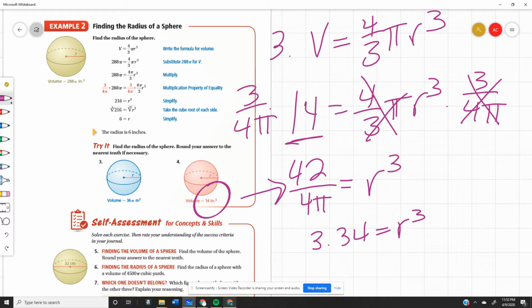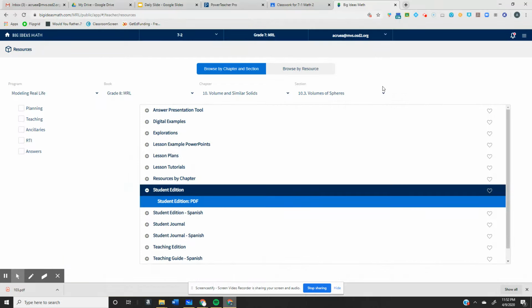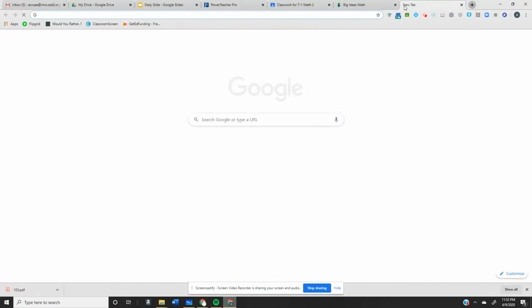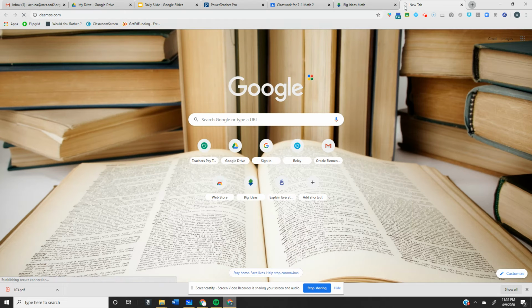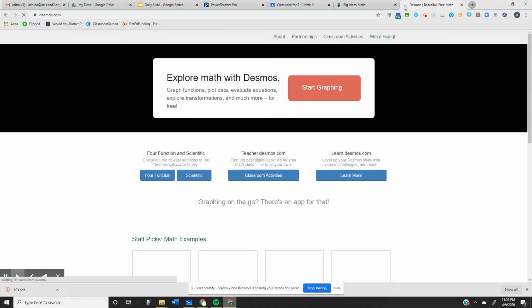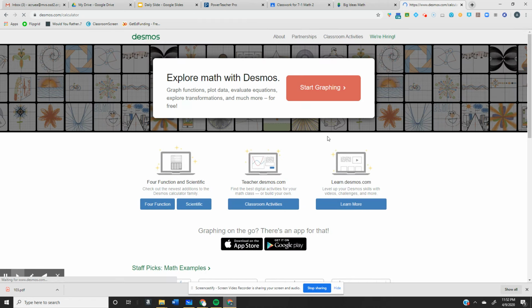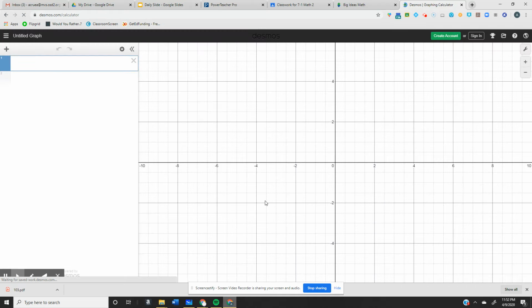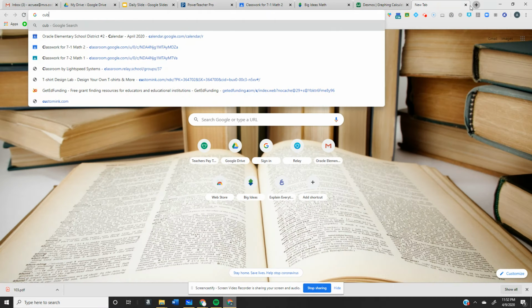Okay, we're going to try something else. Watch this. We're going to pop over here. We're going to go to Desmos. We're going to see if Desmos has it. Because I know what the answer is, but it doesn't do me any good. So I'm going to type in equal cube root. No? I don't know. Let's just type in cubed.